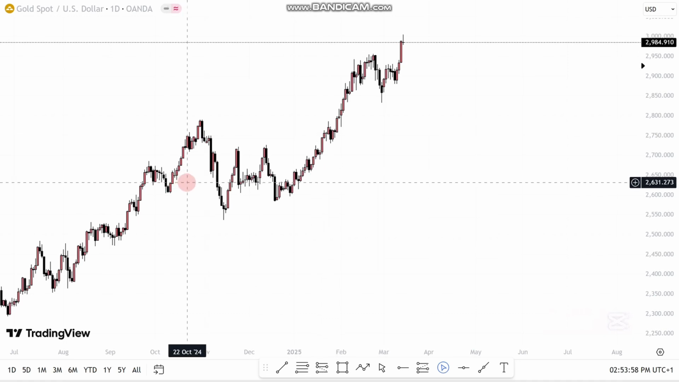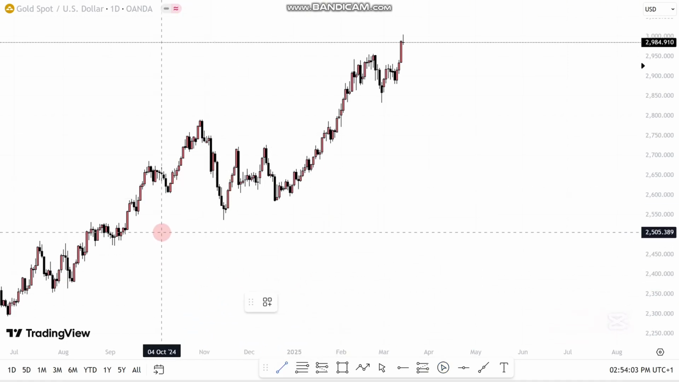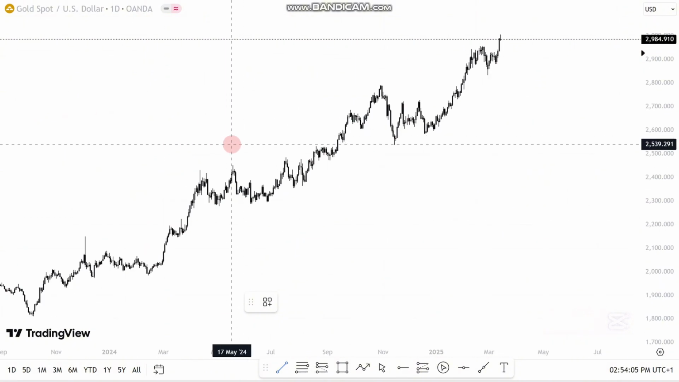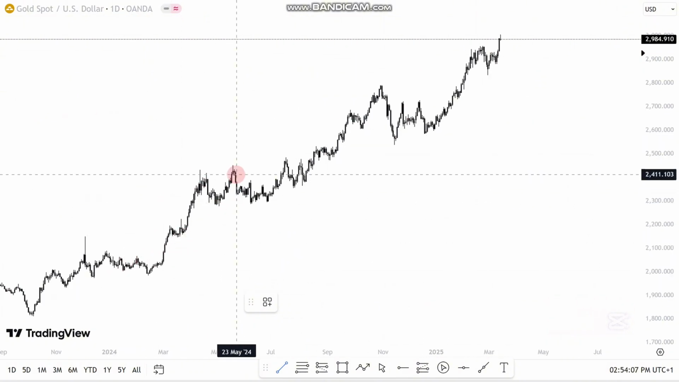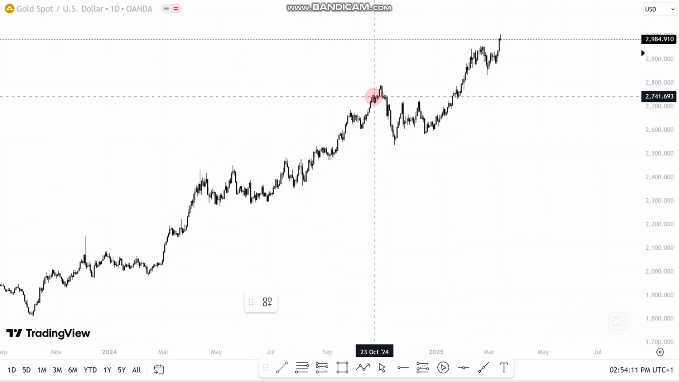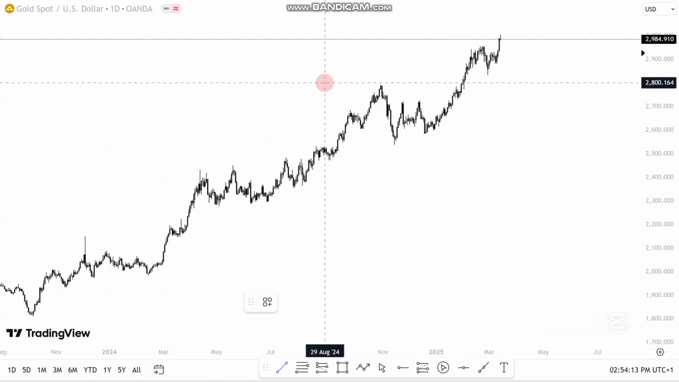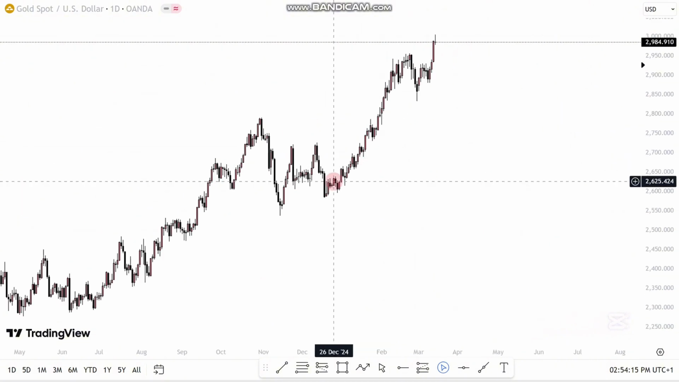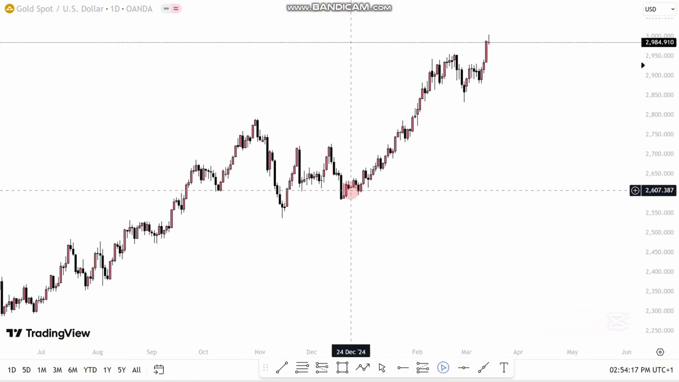Looking at the gold chart on the daily time frame, I'll be doing a top-down analysis starting from the daily time frame. Gold has been very bullish, giving us higher high, higher low, higher high, higher low, higher high, just like that, up till date. The only major sell we do see is gold coming to grab some liquidity before pushing to break structure to the upside.